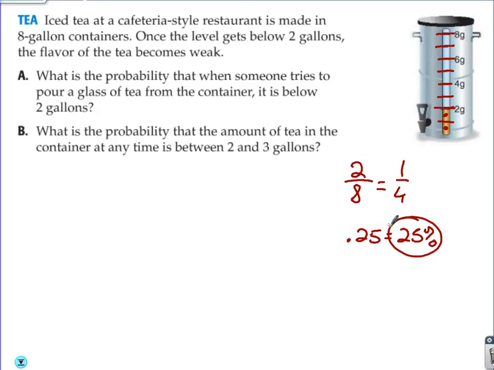What is the probability that the amount of tea in the container at any time is between 2 and 3 gallons? The probability that it's going to be in this region. 1 out of 8. Would that not just be half of what we did over there, which is about a 12.5% chance of happening? And that's pretty easy.